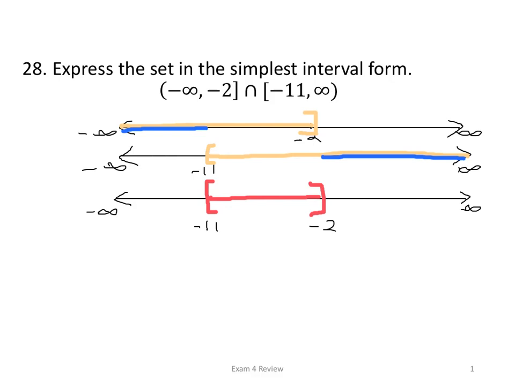So what we have in red is a plot of the interval that is the intersection of negative infinity to negative 2 intersecting with negative 11 to infinity. So the red is that intersection, and to express it in the simplest interval form, we would write down what we see, negative 11 to negative 2. Now it's possible to go straight from the problem to the solution, but it's better if you graph it because then you can see visually what you're doing.